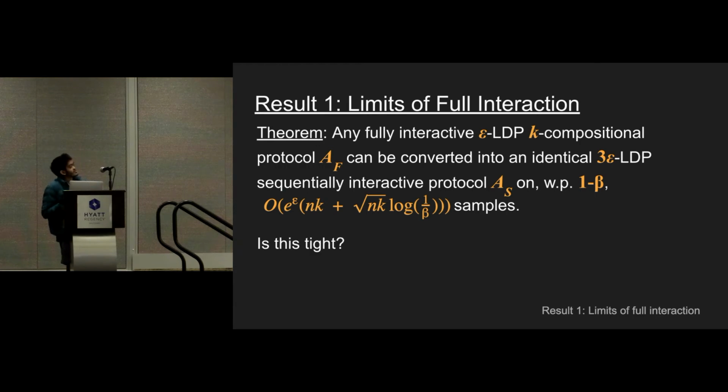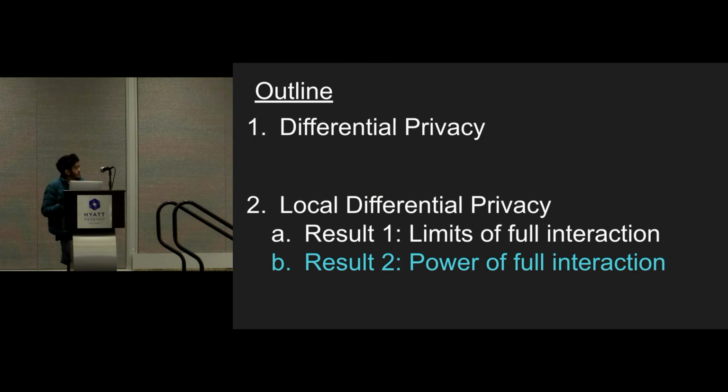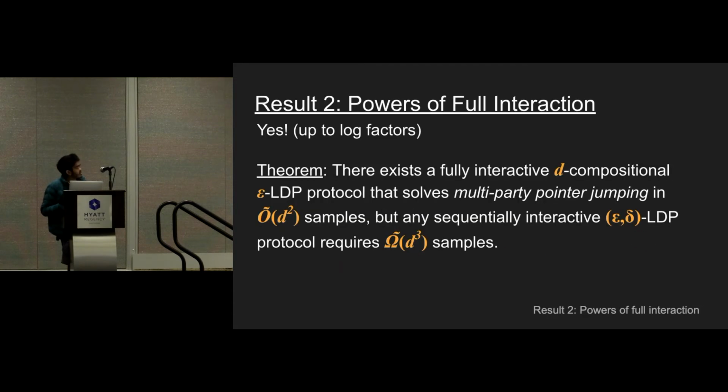So one thing you can ask is, it's well and good to define this compositionality thing, but is it really the right way to talk about these algorithms? Do you have to have this dependence on this quantity k? And so this brings us to our second result, which is about the power of full interaction. And what this result is going to say is that yes, this dependence on the compositionality k is necessary.